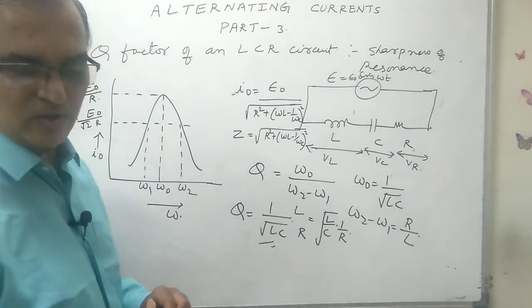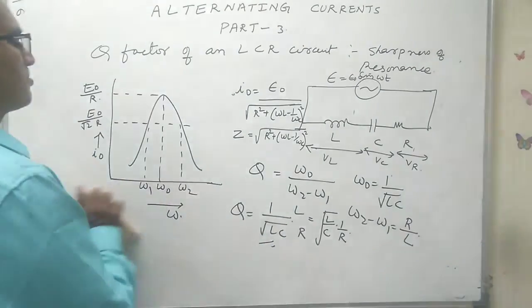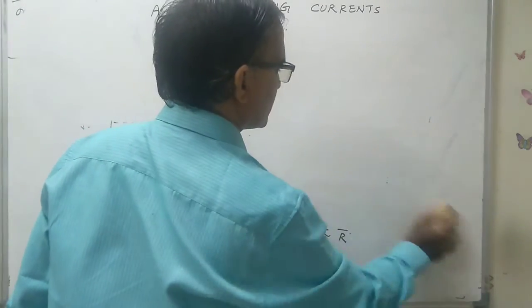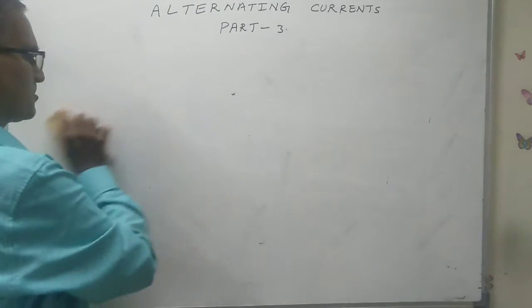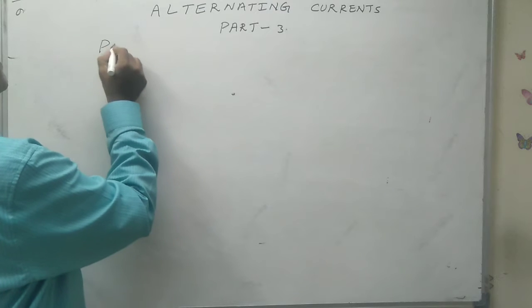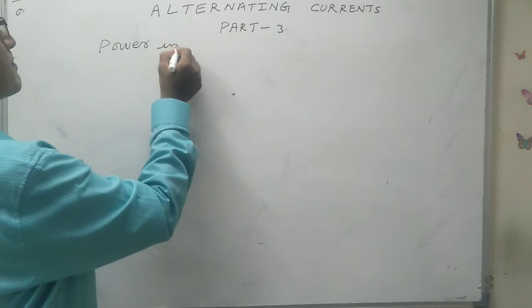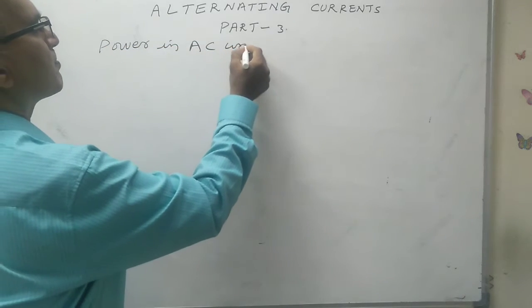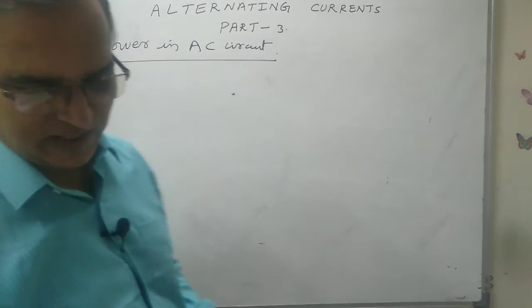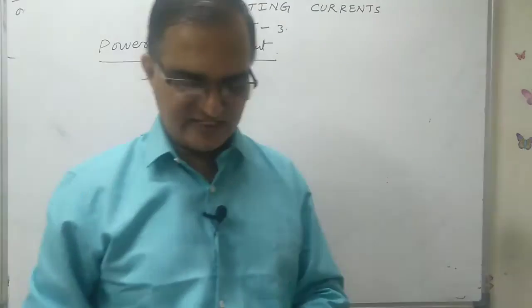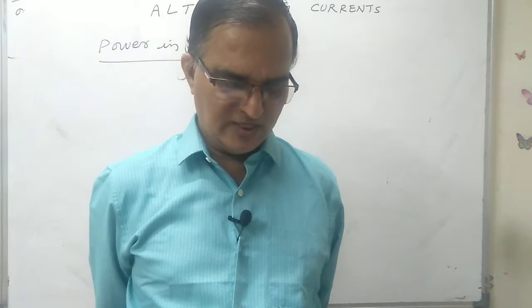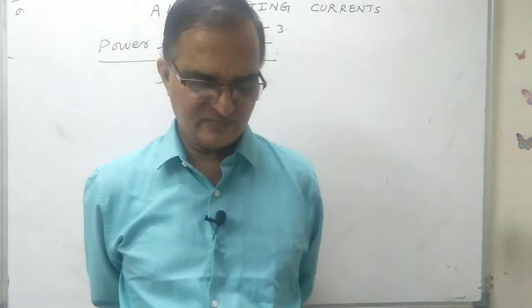Okay. Next we have power in AC circuits. What is power? The rate of dissipation of energy in an electrical circuit is called power. It is a product of voltage and current.